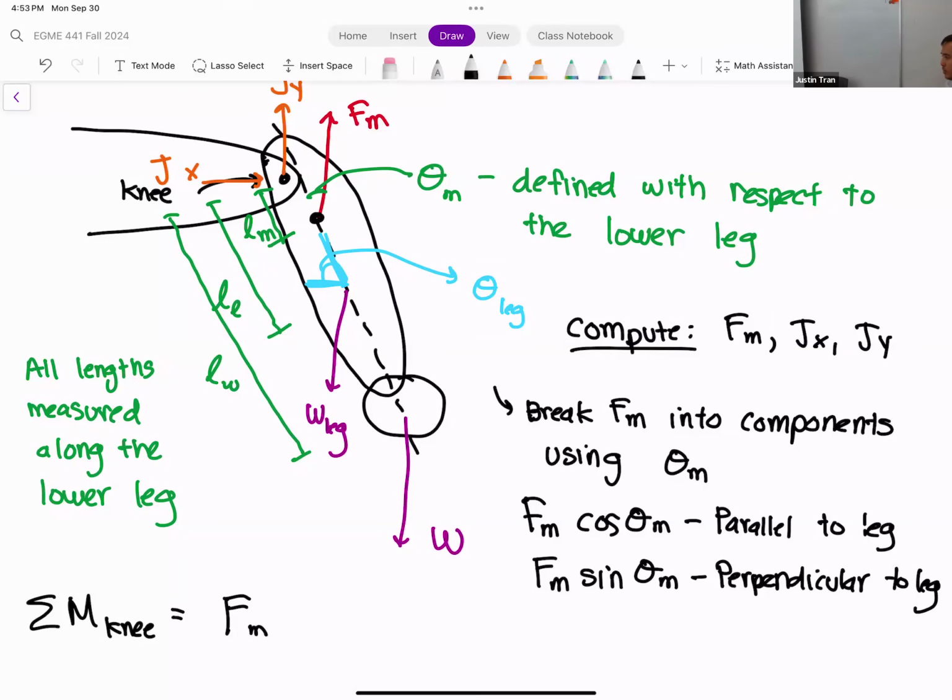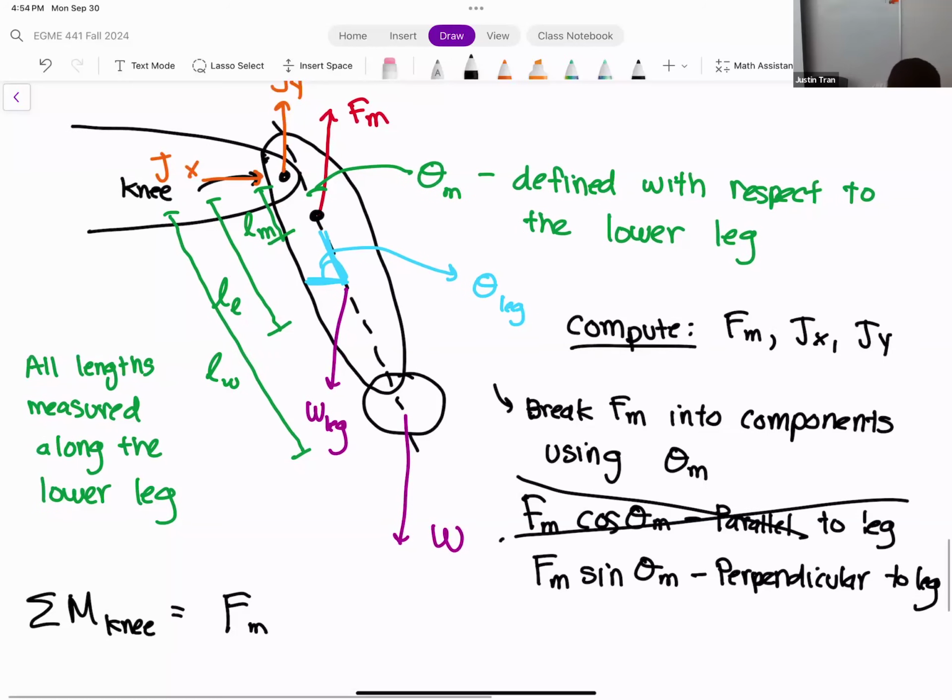All right, and so what do we remember? If our force component is driven right into the joint itself, we know that one is not going to contribute to the moment. So we know right off the bat that Fm cosine theta m is not going to contribute to the moment at all, because it's parallel to the leg, so it's driven right into the joint. The only component of this force that's going to contribute to the moment is Fm sine theta m. So let's include that in the moment equation.